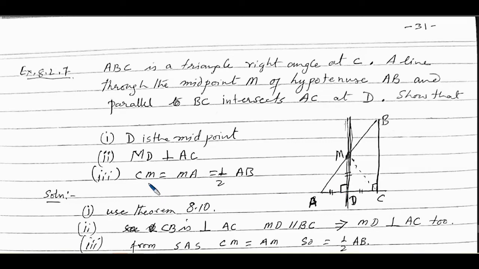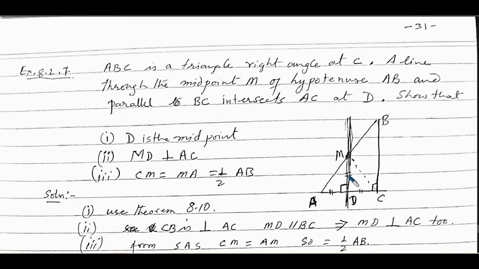And then it is asked that this distance CM is equal to MA, and this CM is half of AB. So we know that MA is half of AB, and if we can show that this triangle and this triangle are congruent, then my job is done. If I can show that AM is equal to CM.